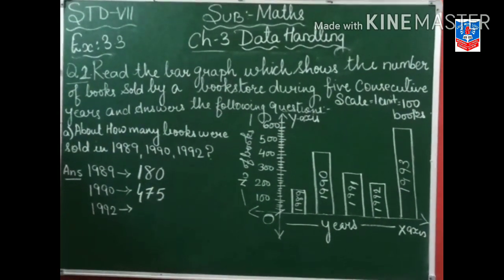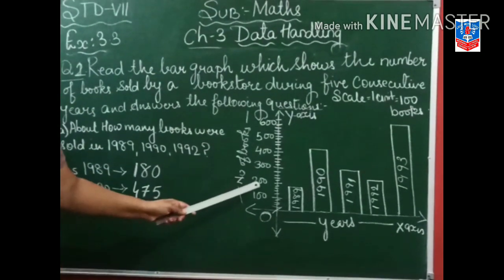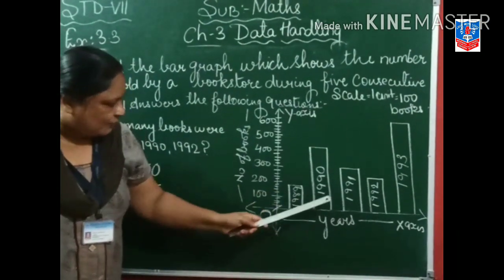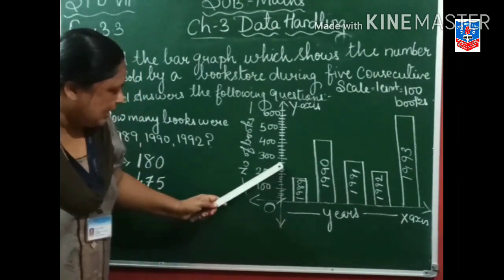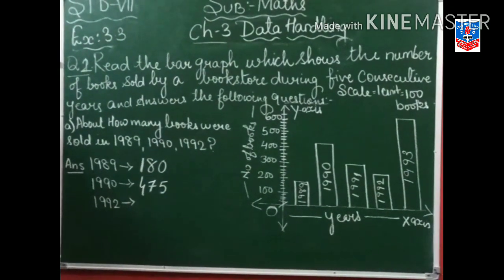Now in the year 1992, it is, see here, where is 1992? See here. It is 225.